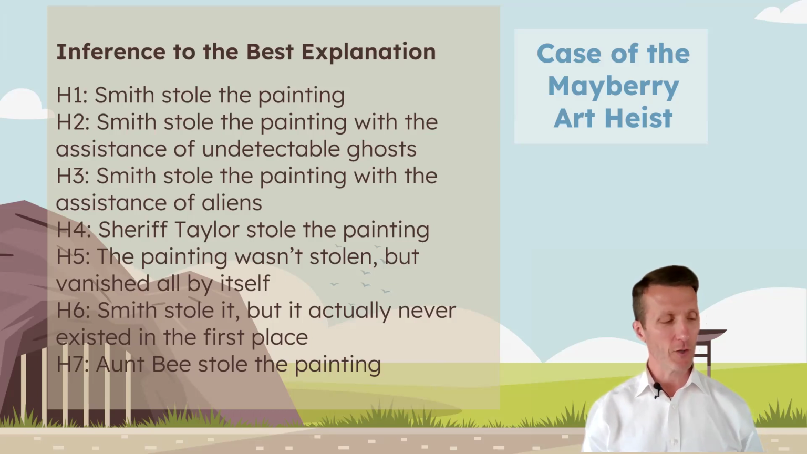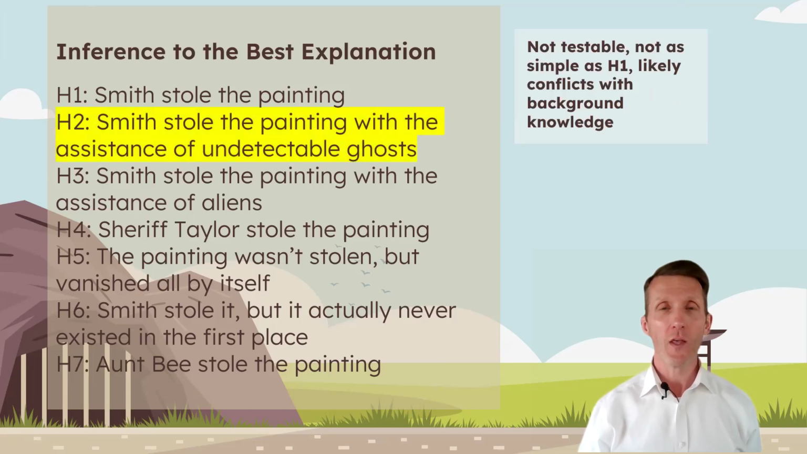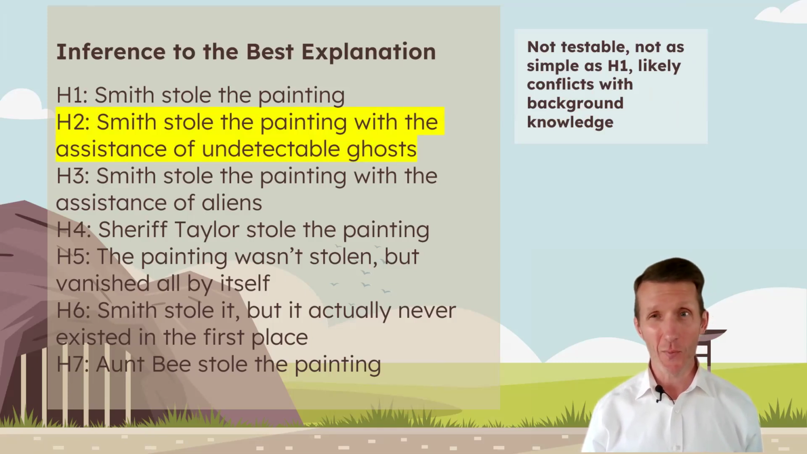All right, now let's take a look at these competing hypotheses. And let's go ahead and skip to hypothesis number 2. Smith stole the painting with the assistance of undetectable ghosts. Well, if these ghosts were undetectable, they're not testable. And this doesn't seem as simple as H1. So 1 is Smith stole the painting. 2 is he did it with undetectable ghosts. And it probably conflicts with your background knowledge unless you believe in ghosts.